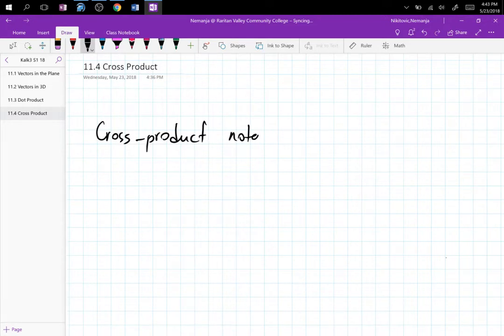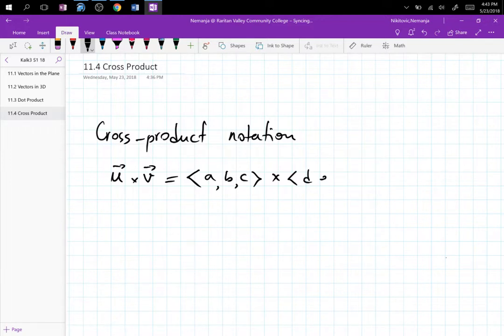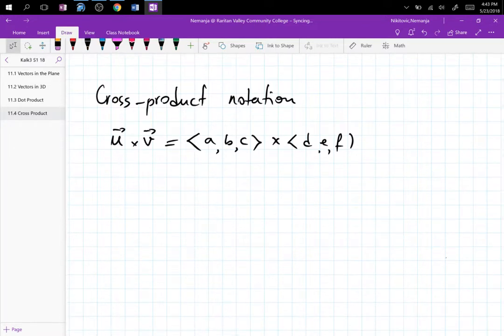The cross product notation is U cross V, where U is the vector, let's say, ABC, crossed with the vector DEF. Now, to calculate the cross product, order is important. We will see later with our properties that this is not commutative. So it's U cross V or V cross U. They will just be the negative of each other, but still, they're not the same.